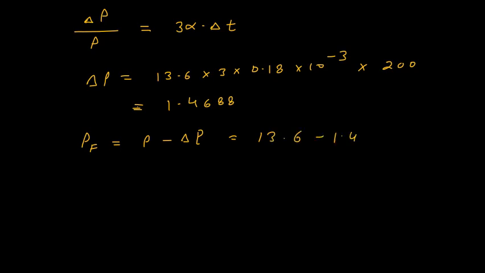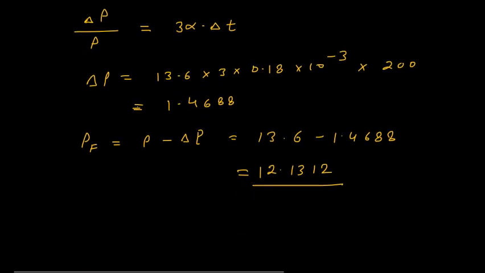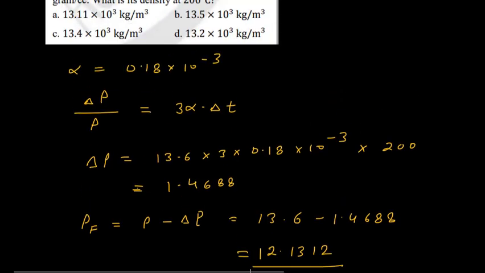13.6 minus 1.4688 will give me 12.1312. Now let us see. The coefficient of linear expansion of mercury is this. The density of mercury at 0 is this. So there is a decrease in density, from 13.6 it will decrease. Okay, somewhere we have made a mistake.